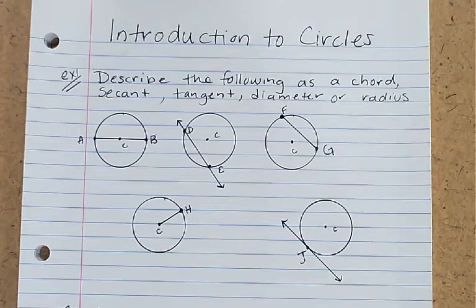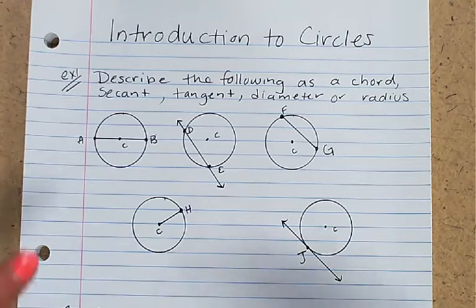Of the Edgenuity lesson, Introductions to Circles. This lesson has a lot of definitions, so I thought I would just go over them one more time. Example 1 says, describe the following as a chord, secant, tangent, diameter, or radius.